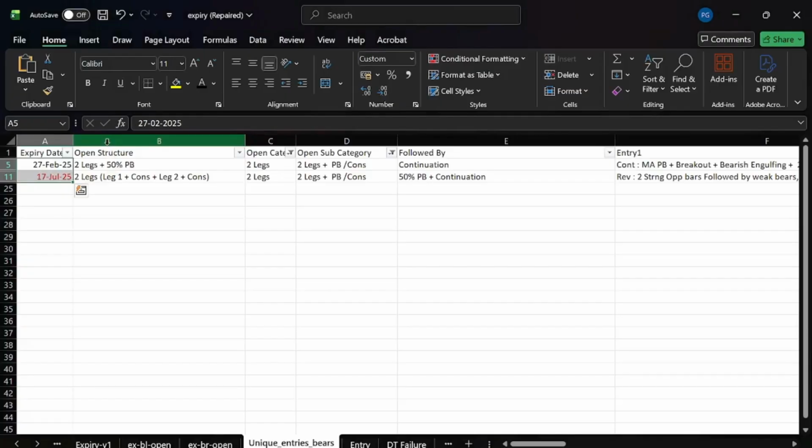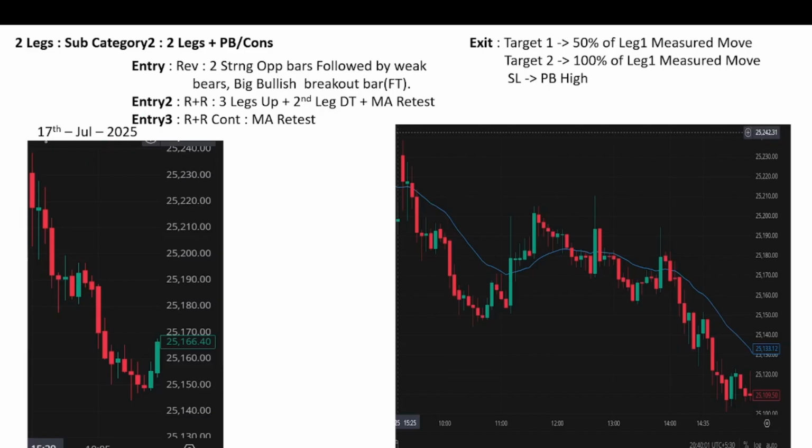So the second day in this category is 17th July. We had leg 1, leg 2, followed by consolidation or small pullback. Whenever we are in this scenario, usually we look out for only continuation trades. Only if the continuation fails should you look for reversal.